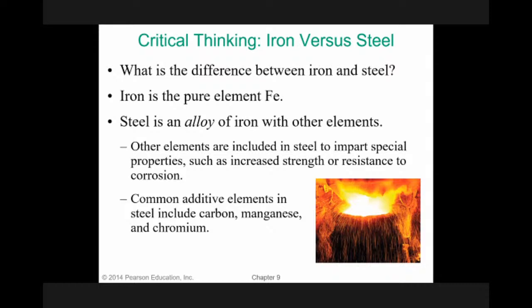All right. Certain things, like kitchen utensils, you need to have steel equipment. There are certain things you need steel for, not everything. So is steel stronger than iron? Oh, yeah. Okay. Other elements are included in steel to impart special properties, such as increased strength. Did you answer your own question? Oh, yeah. Increased strength. They're resistant to corrosion.